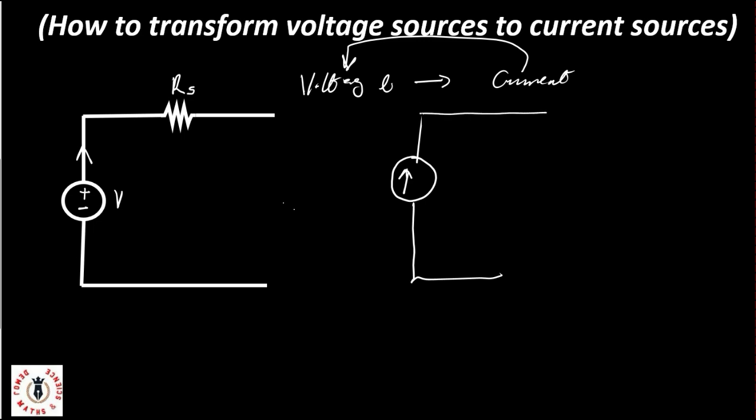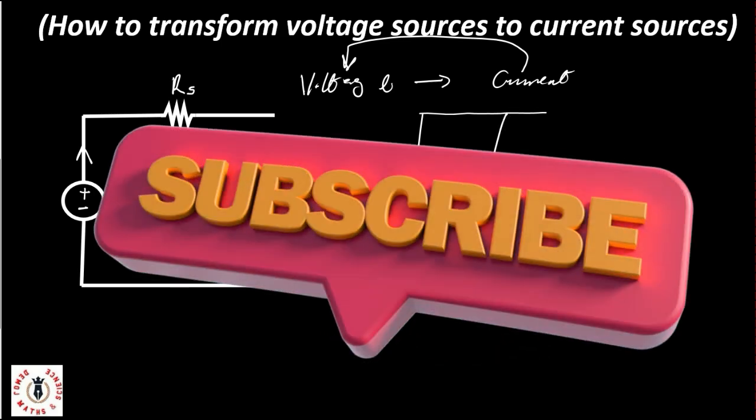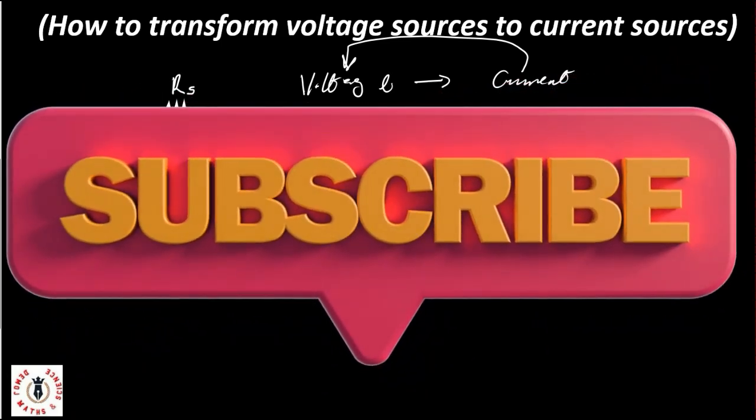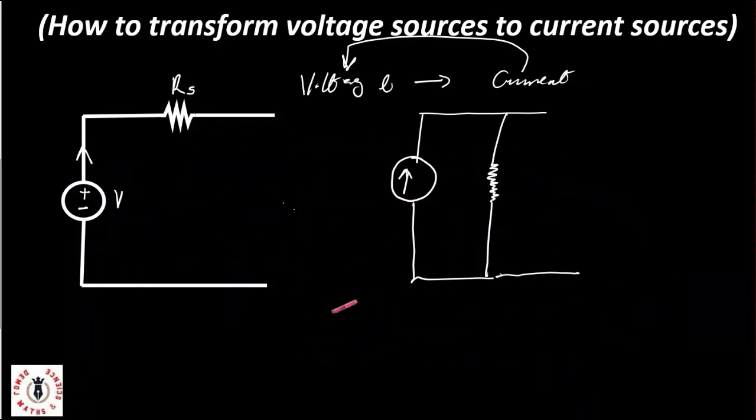Now, you observe that in voltage sources, their resistances are connected in series. But in current sources, their resistances are connected in parallel. So I'll place a parallel resistance to the current source. So here is my current source. I'll name this my I and I'll name this my R.